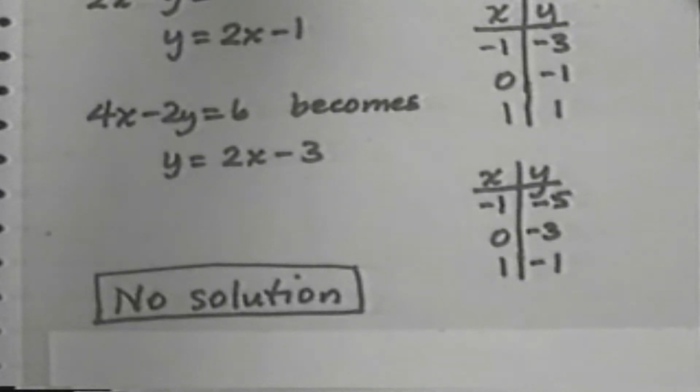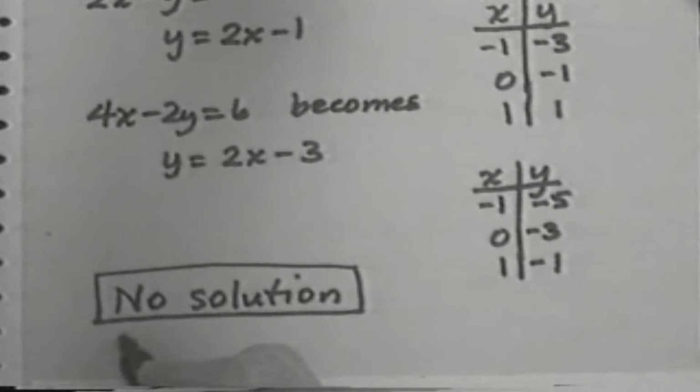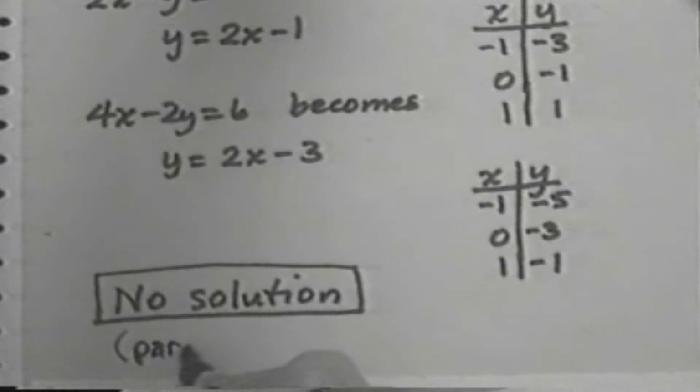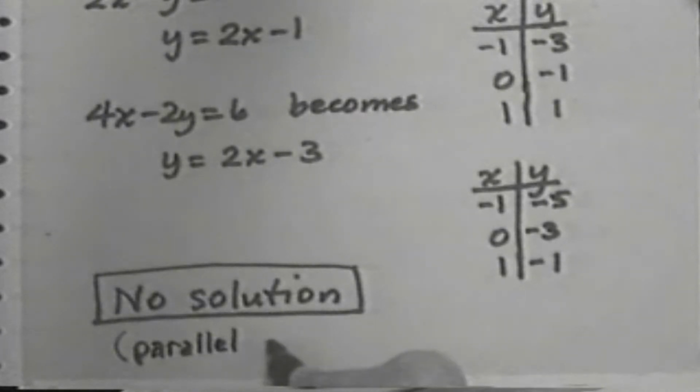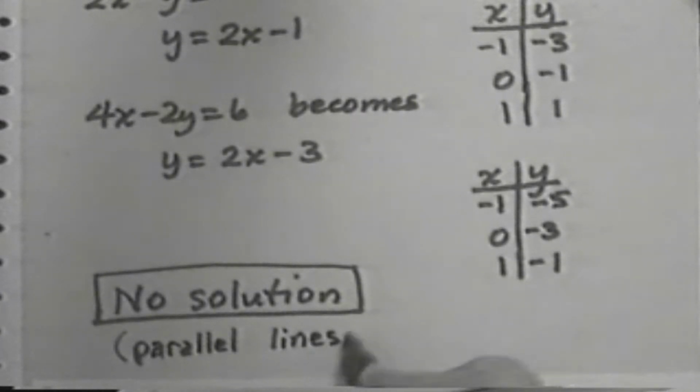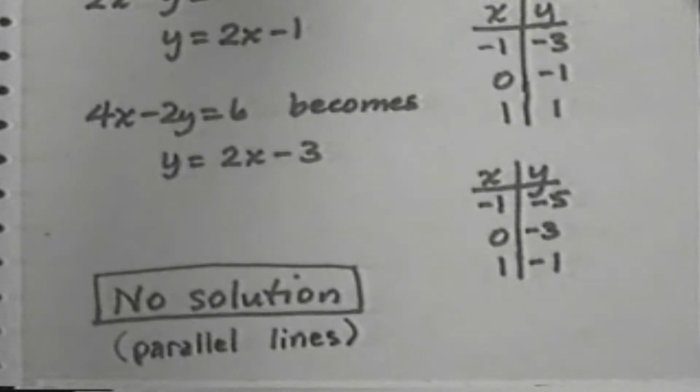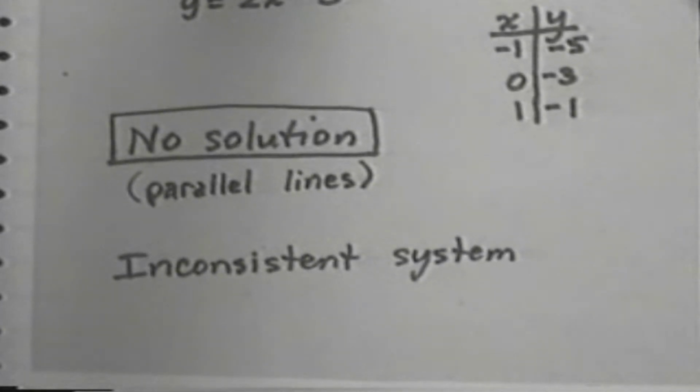Let me make a note on this that the graph shows parallel lines. There is no solution, we get parallel lines. And the parallel lines never intersect. There is a name given to the system that has no solution. It is known as an inconsistent system. When the lines are parallel and there is no solution, the system is called inconsistent.